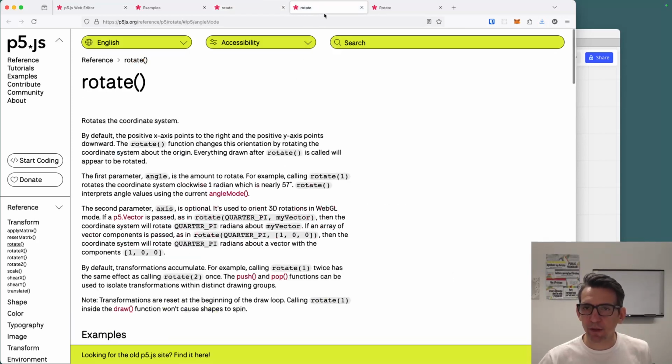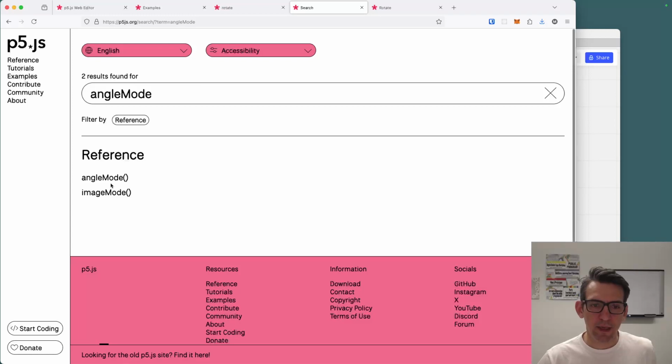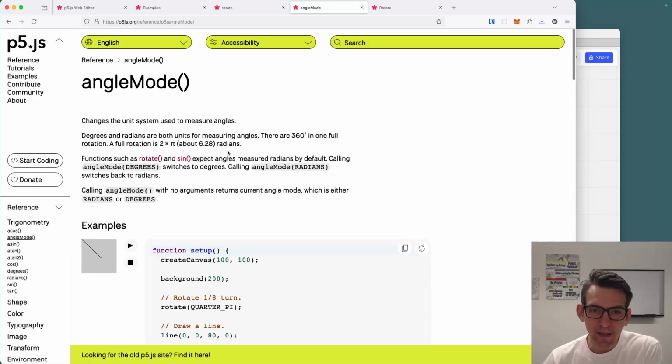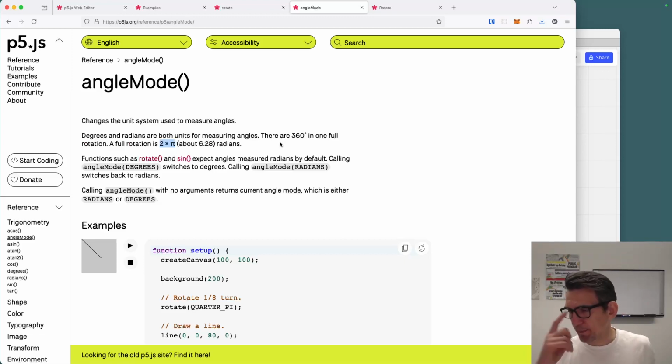So if we go to, oh, it doesn't take me to the angle mode. Okay, let's do a search for angle mode. Yay, angle mode. All right, so angle mode is a system used to measure angles. Degrees and radians are both units for measuring angles. There are 360 degrees in one rotation, or 2 times pi, about 6.28, right? So if pi is about 3.14, it's 6.28 radians.